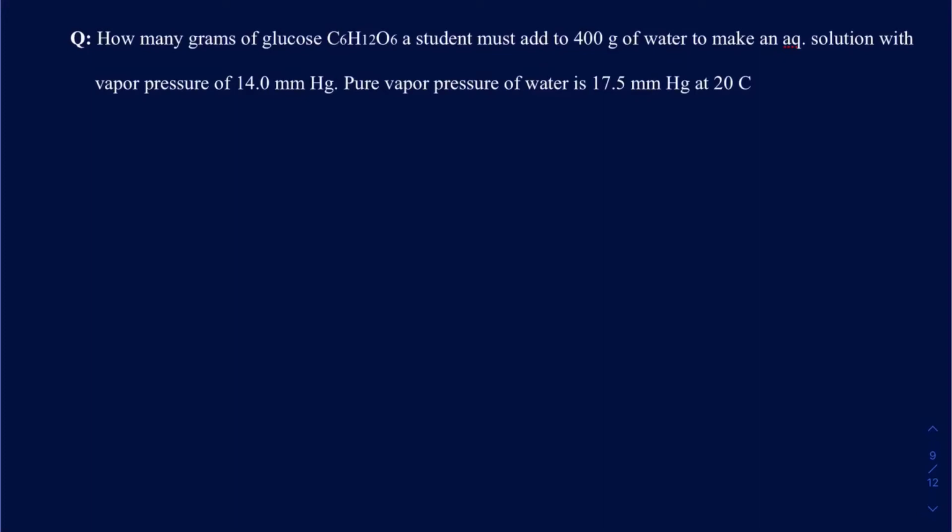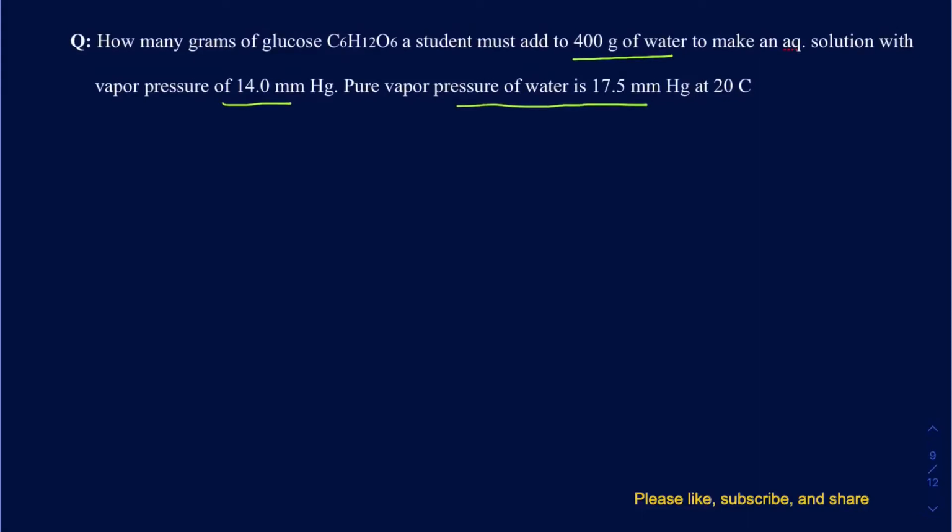Let's try to do this problem that's based on the colligative property, and the vapor pressure to be more specific. It says how many grams of glucose a student must add to 400 grams of water to make an aqueous solution with a vapor pressure of 14.0 mm of mercury, and you're provided the pure vapor pressure of water. So you want to make sure you know what terms you're given, and also start out with what formula you're going to be using, or what the formula is for the vapor pressure of the solution and the pure vapor pressure.